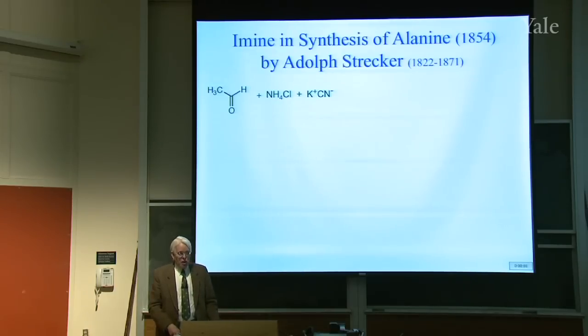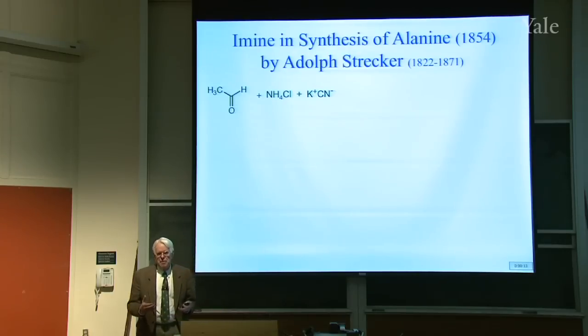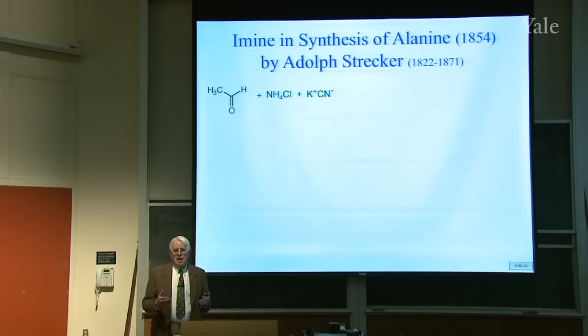Okay, imines are also important in the synthesis of amino acids, particularly and originally in the technique developed by Adolf Strecker. Strecker was a student and an assistant later in Liebig's lab in Gießen, we talked about last time. But in 1854, he figured out how to make the amino acid alanine by starting with acetaldehyde, reacting it with ammonium chloride and potassium cyanide. Now let's figure out how that happens.